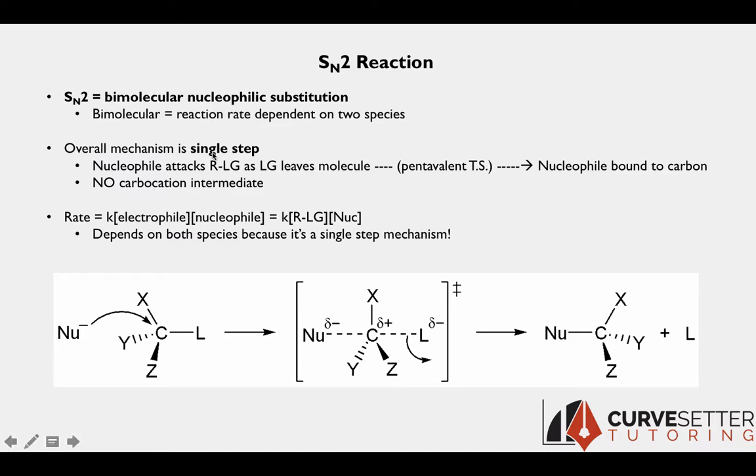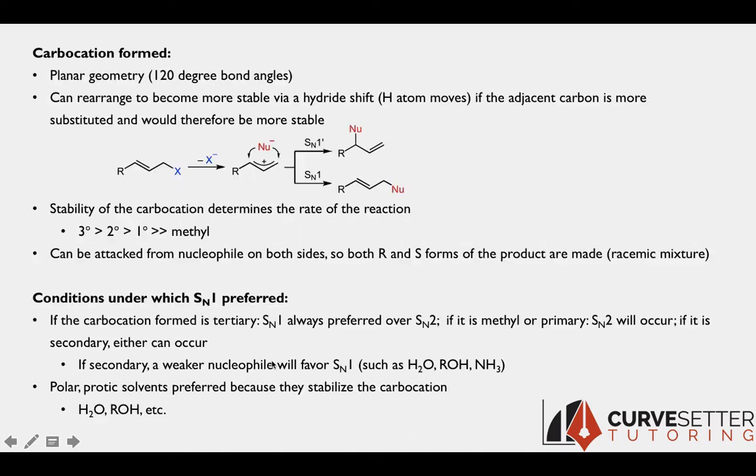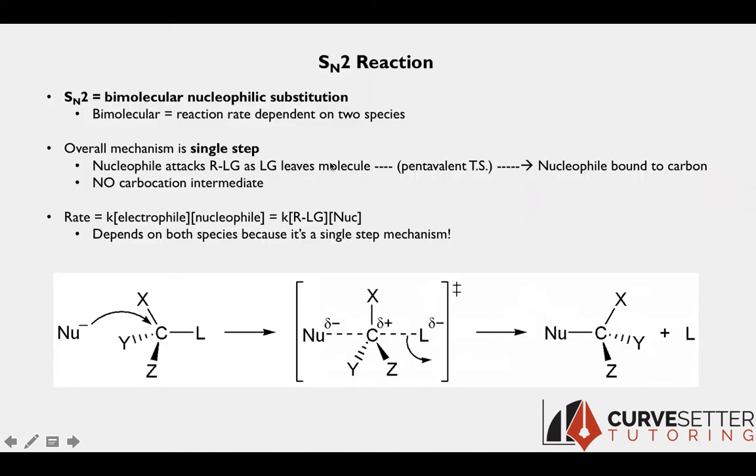Overall, the SN2 mechanism is a single step. Now that is different from SN1. SN1 occurred in two steps. First you form the carbocation, and then the second step is the nucleophilic attack. So you see here, step 1 and then step 2. SN2 is a single step mechanism.